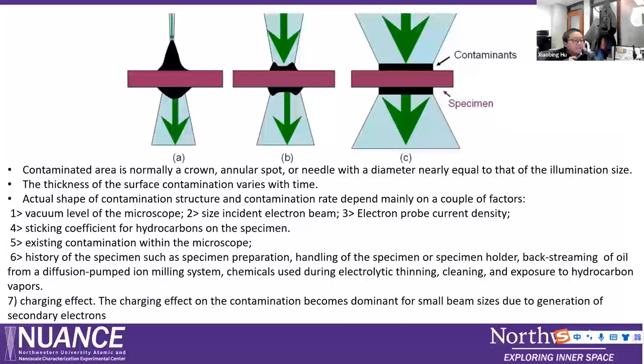The second one is that the thickness of the surface contamination varies with time. Of course, if you focus your beam for a longer time, it will become thicker. The actual shape of the contamination structure and the contamination rate depend on many things. For example, the vacuum level of your microscope, the size of your incident electron beam, your electron probe current density. It is also related to the sticking coefficient for hydrocarbons on your samples, and the previously existing contamination within your microscope, and also the history of your sample.